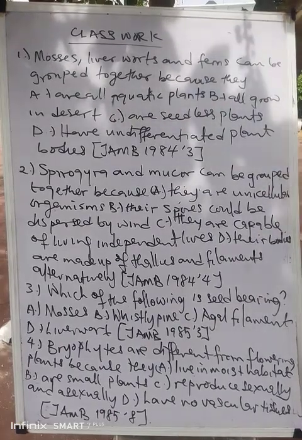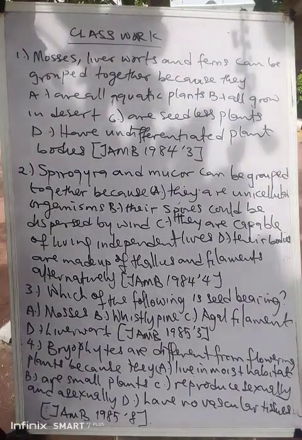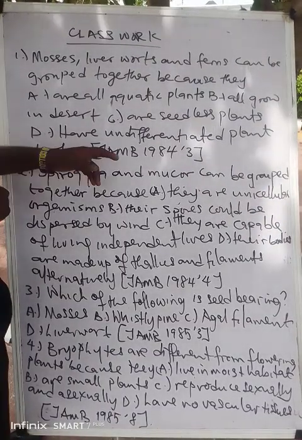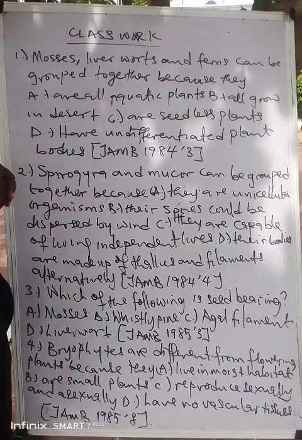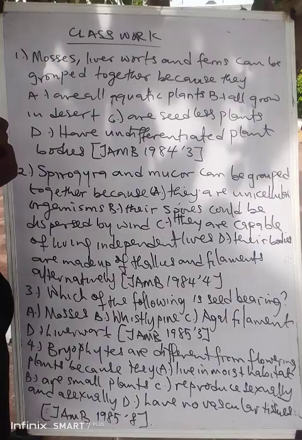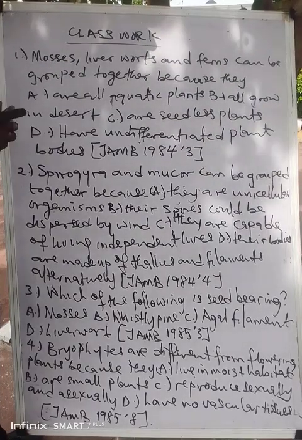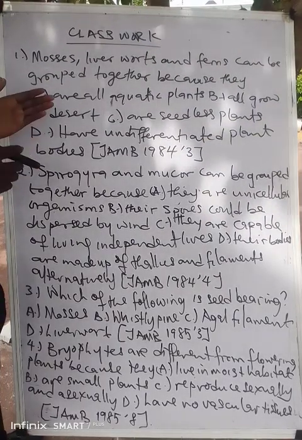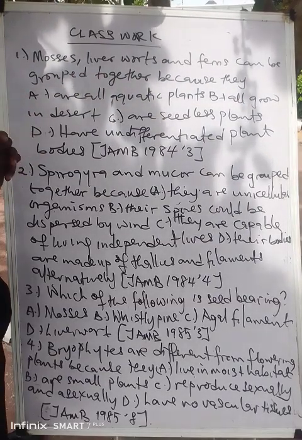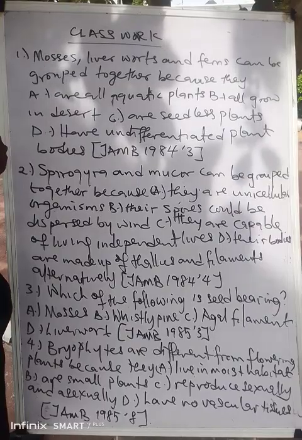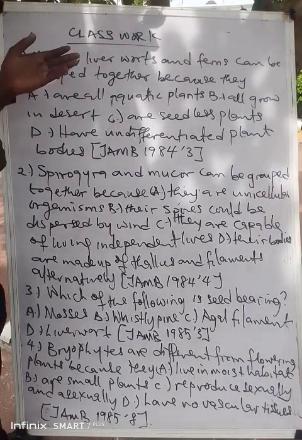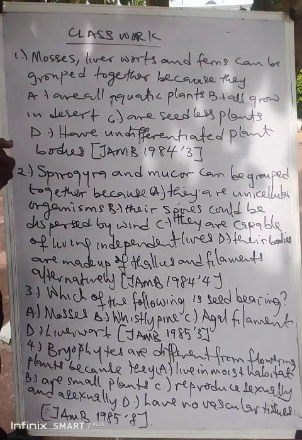Now let's look at the correction of this work. These are selected JAMB questions. The first one is JAMB 1984, question 3. Mosses, liverworts, and ferns can be grouped together because they what? A, is it because they are aquatic plants? No. Fern is not an aquatic plant. Most of them are attached to walls. They are not aquatic, so the answer is not A.